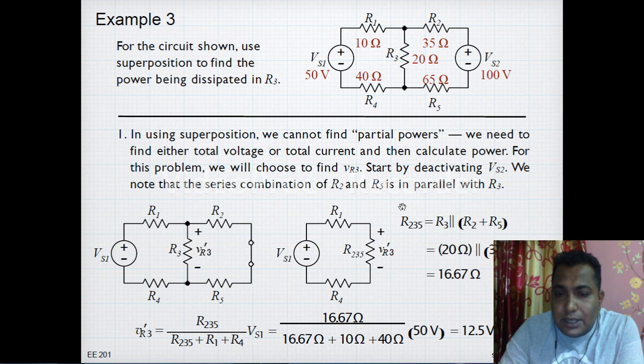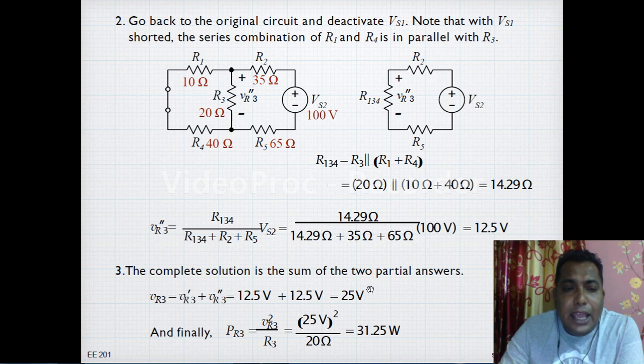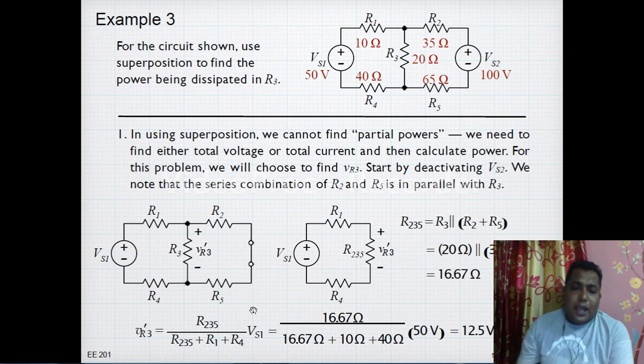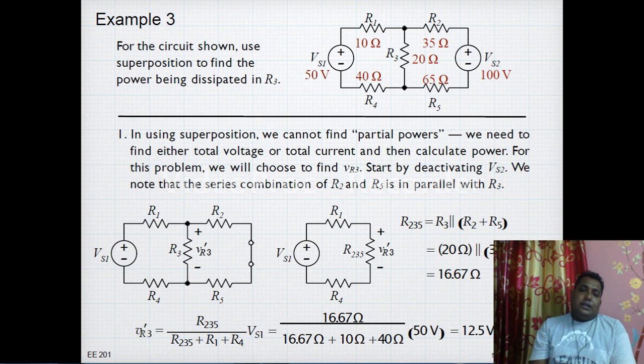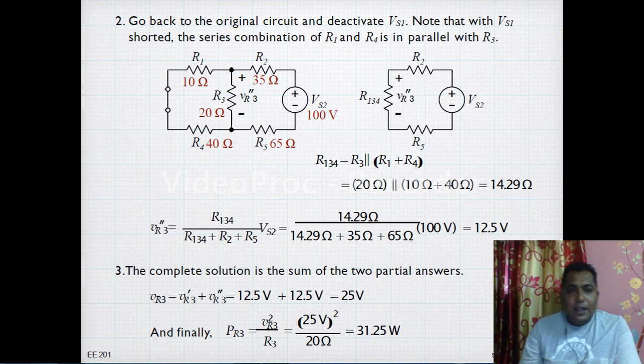Okay, so this combination is written over here, and again applying the voltage division rule, we can find out the VR3.